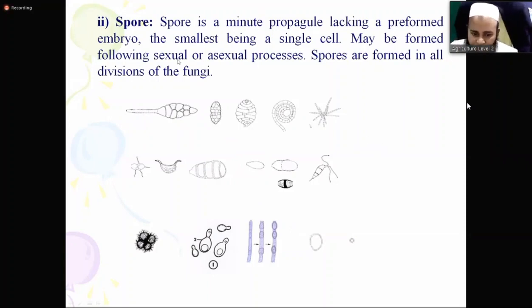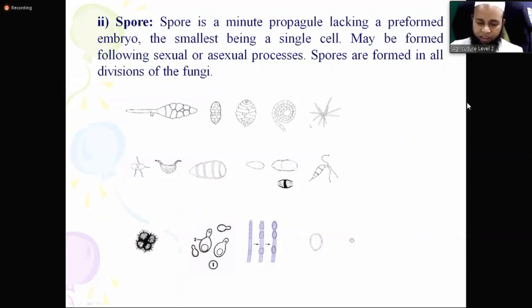Spores may be formed following the sexual and asexual process. Maybe by sexual process they form, maybe by asexual process they form. Spores are formed in all divisions of fungi. Fungi has many divisions, you will study later on. So in all divisions of fungi, they produce spore.